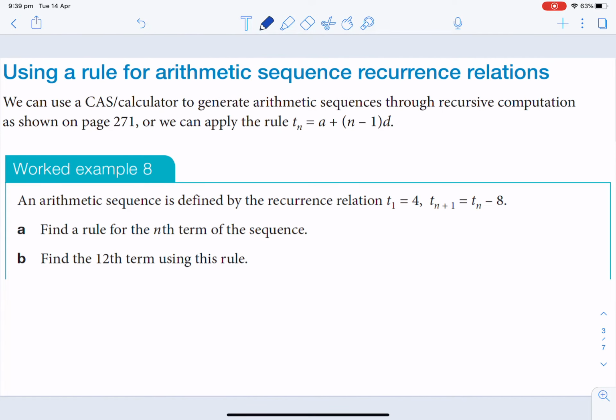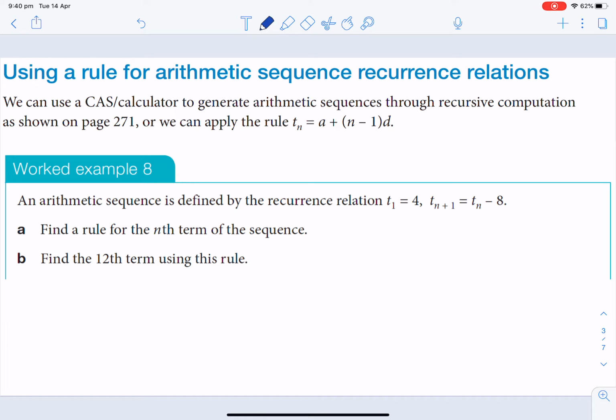So using a rule for arithmetic sequence recurrence relations, we can use a CAS calculator to generate arithmetic sequences through recursive computation as shown on page 271, or we can apply the rule T of n is equal to A plus n minus 1 D. Now if you're after CAS instructions, I've created another video called CAS instructions for arithmetic and geometric sequences. Use it, watch it, learn it. It becomes invaluable, and once you have learnt it, you really can't forget how to use your CAS.